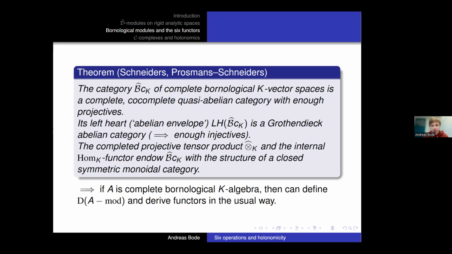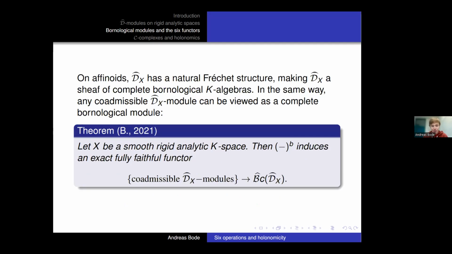Okay, so the next punchline is not surprising. The sheaf D-cap that we had earlier fits into this framework, so I can do all the things that I promised. On affinoids, I already mentioned this. The sections of D-cap form a natural Frechet algebra. So this endows the entire sheaf with the structure of a sheaf of complete bornological K-algebras.